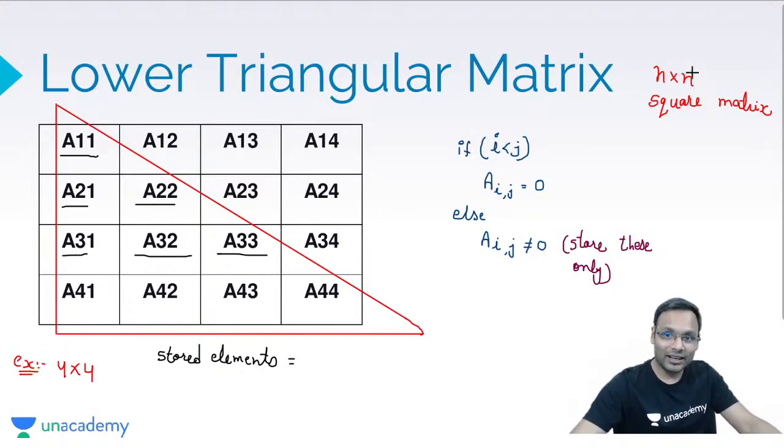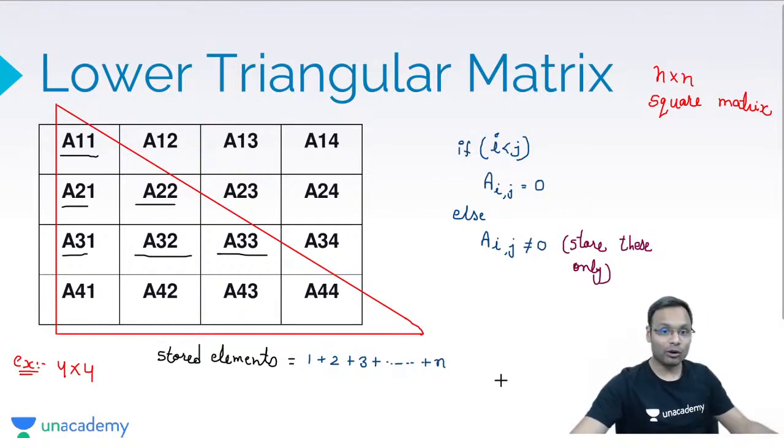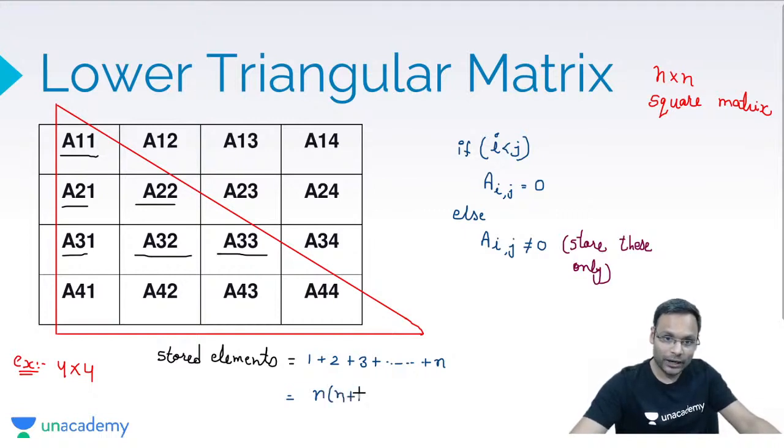If we have a generalized case n cross n, can I say from the first row 1 element is stored, plus the second row 2 elements, from the third row 3 elements, and such kind of n number of rows, then the last nth row will have n elements. In total, how many elements are stored? n into n plus 1 divided by 2.